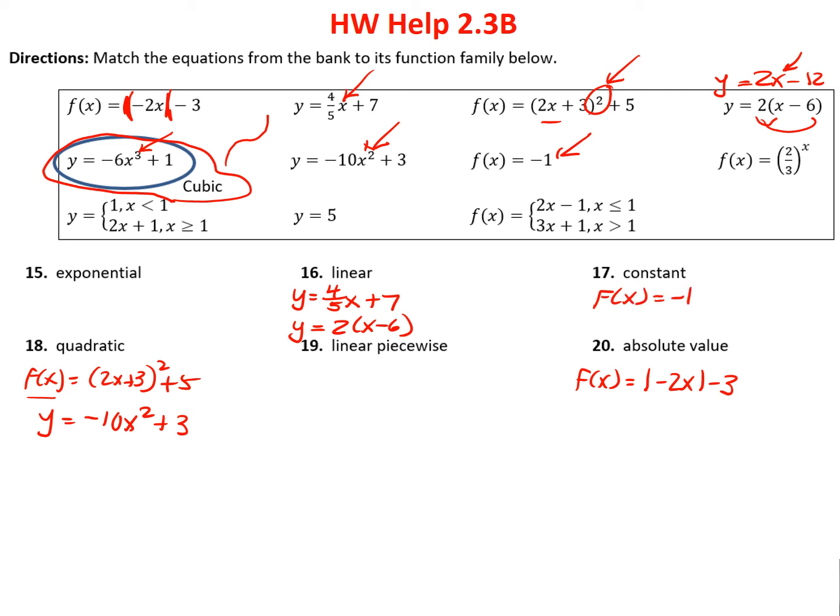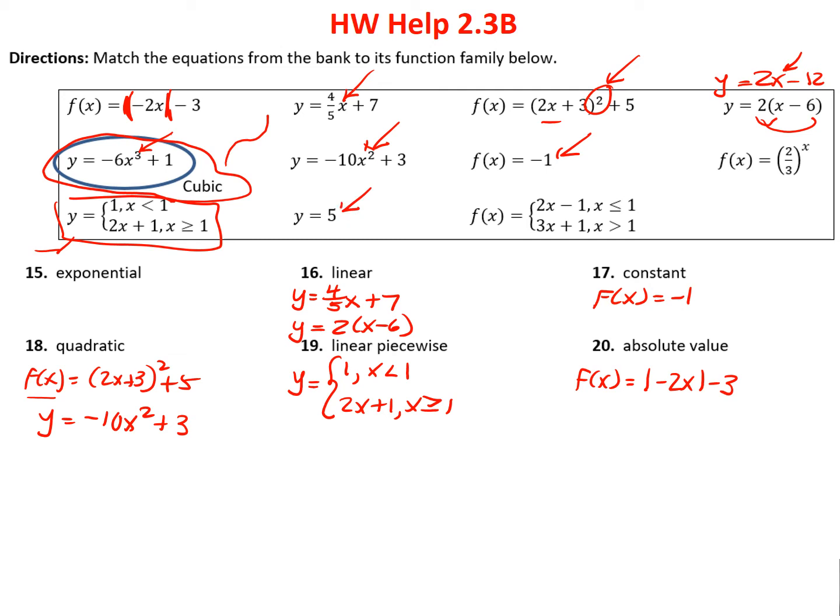And then down here, you should identify this one. Notice I have when x is less than 1, it's 1. When it's greater than 1, it's another line. So what I've got here is a line and a line. So this is a linear piecewise. Notice it's made up of actually two different equations, depending on what x is. When x is less than 1, y equals 1. When x is greater than or equal to 1, then it's 2x plus 1. So that's a linear function.